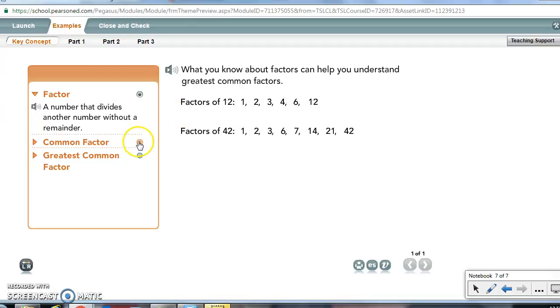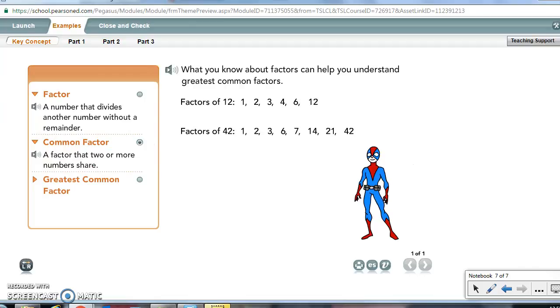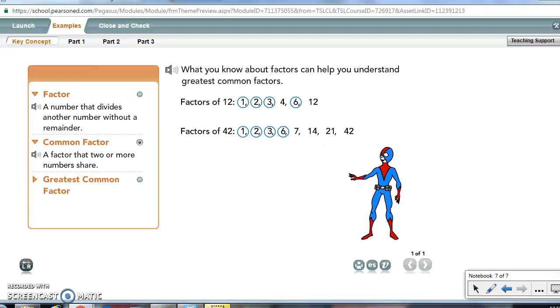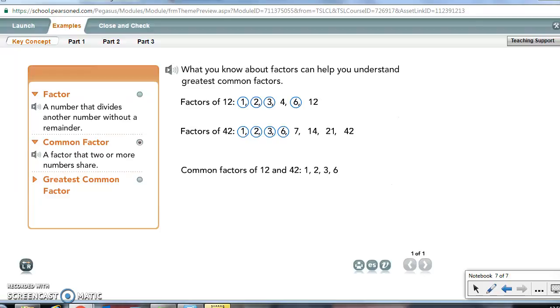So let's look at a common factor. The factor 1 is common to both numbers. 2 is also a factor of both numbers. So are 3 and 6. So the common factors of 12 and 42 are 1, 2, 3, and 6. Both 12 and 42 have those numbers as factors.